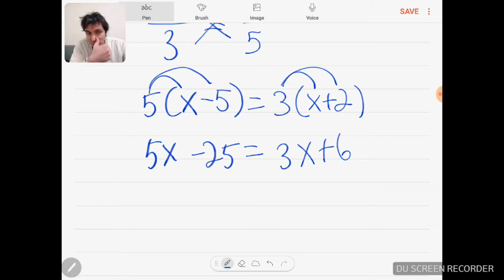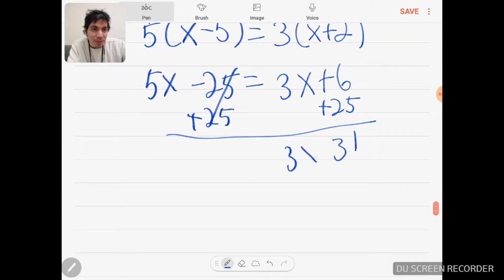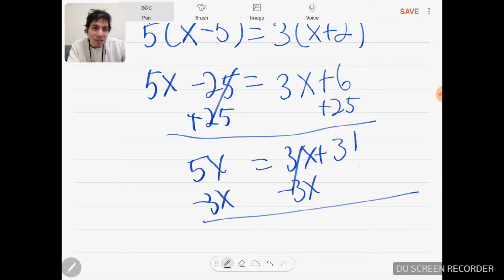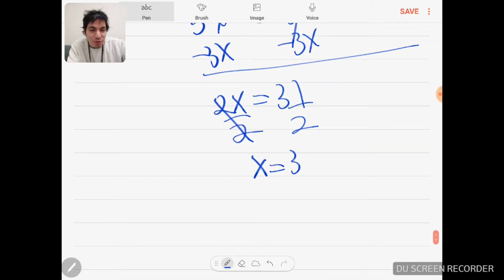Now you have a basic equation. Now I'm going to move around the numbers a bit. I'm going to add 25 on both sides here. I cancel out the 25. I'm left with 31. This is 3x. Okay, so I'm left with 5x equals 3x plus 31. I'm going to subtract 3x on both sides. And I'm left with 2x is equal to 31. I divide both sides by 2. And my answer is x equals 31 over 2. That's my final answer.